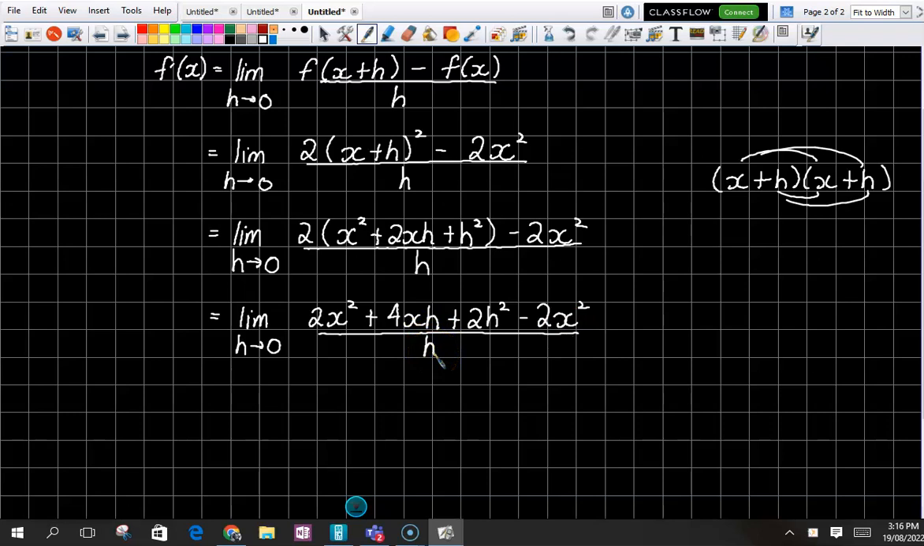Always keeping in mind what we want. We want to be able to pull out a common factor of h on the top line. I'm almost about to jump for joy. Why is that? Because I've got 2x squared minus 2x squared. The things that don't have an h have cancelled out. This is looking good.